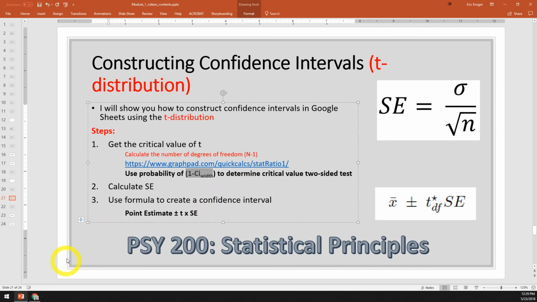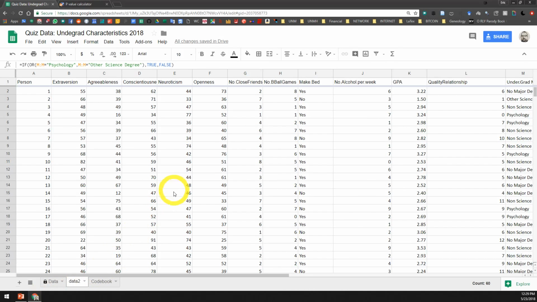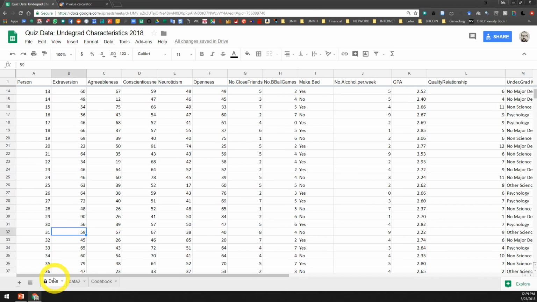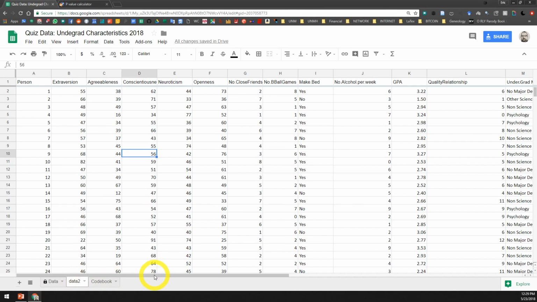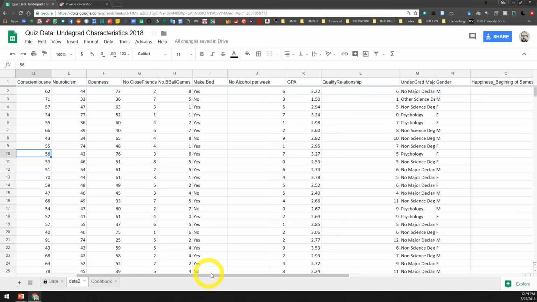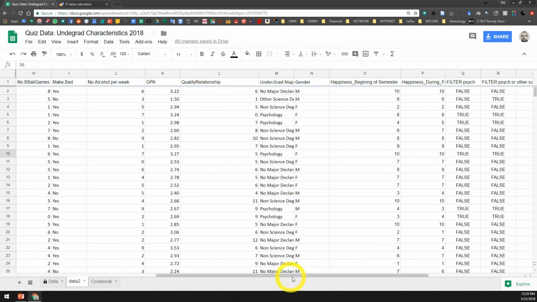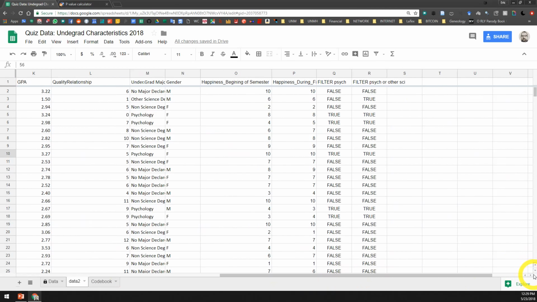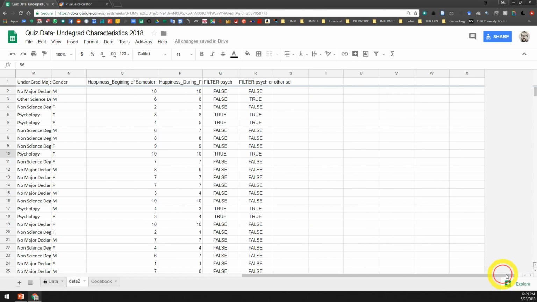So let's go into Google Sheets. And we're going to work with the same data set. So in the previous video, when I talked about sorting and filtering, we had our original data set that's called data, and it's got this lock bar. And we created data 2 to be the one that we're actually going to go and mess around with. And so I'm going to scroll all the way to the right, and we're going to perform our calculations over here to the right rather than on a separate sheet.